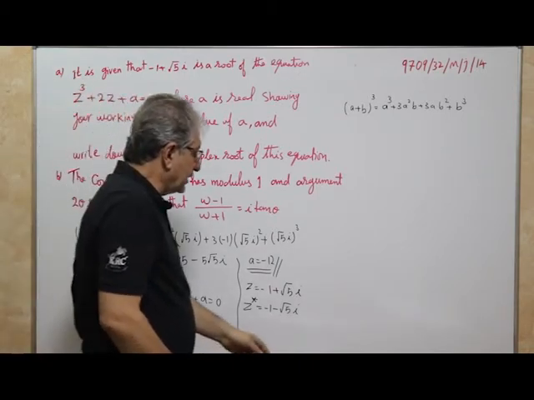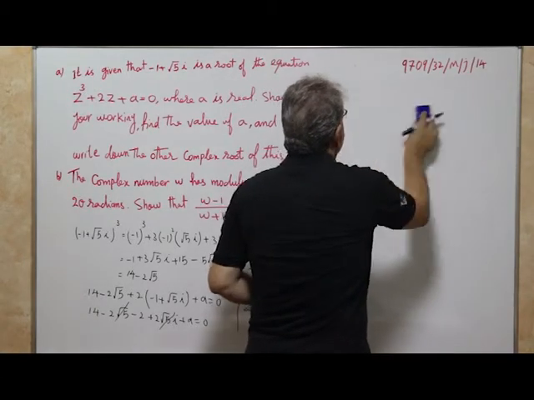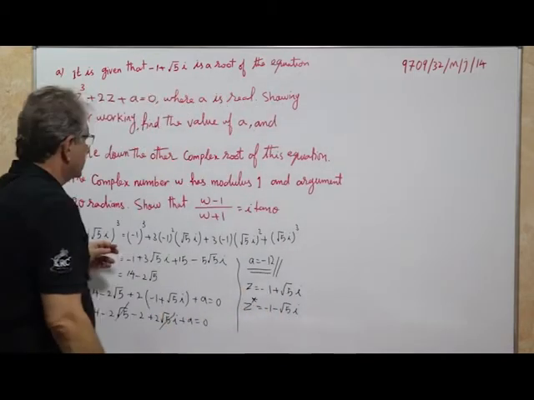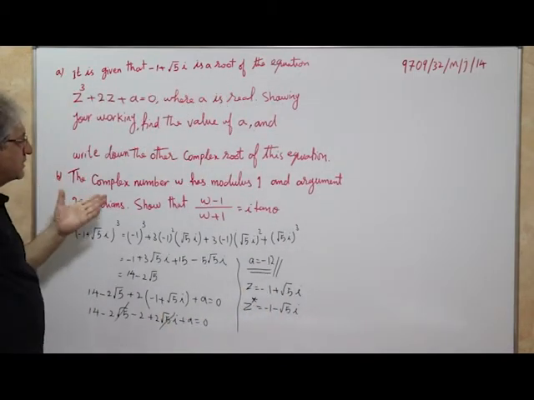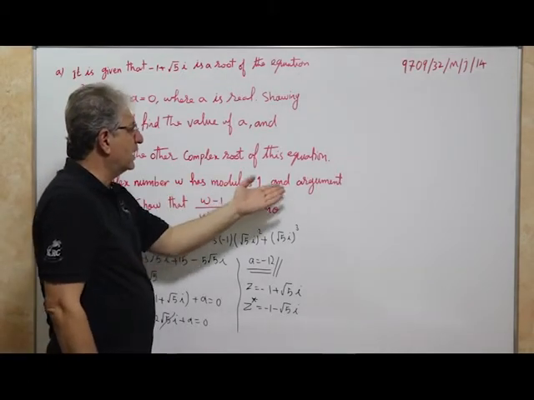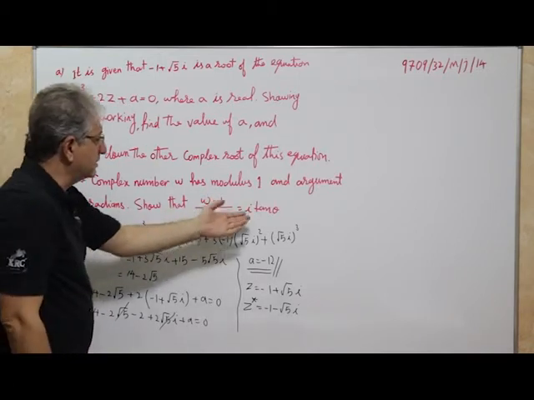Now, the second part is not related to the first part. Therefore, I will erase this. Let us see what the second part is asking. He says that there is a complex number W where the modulus is 1 and the argument is 2 theta radians. Show that this is this much.